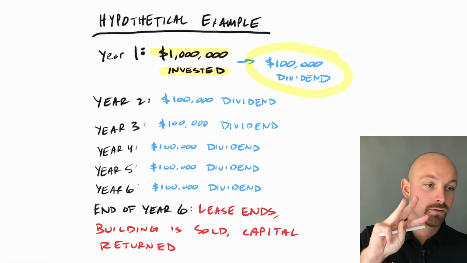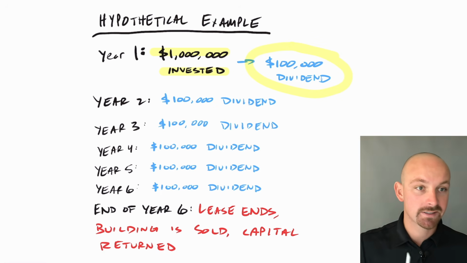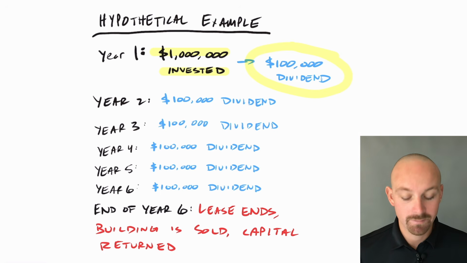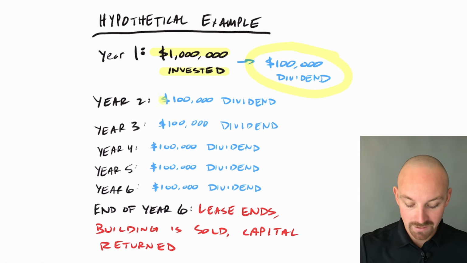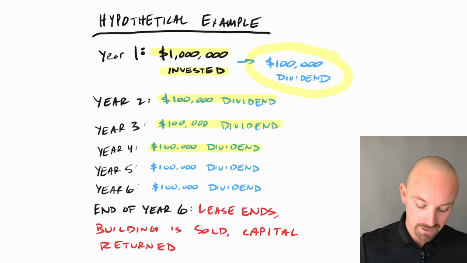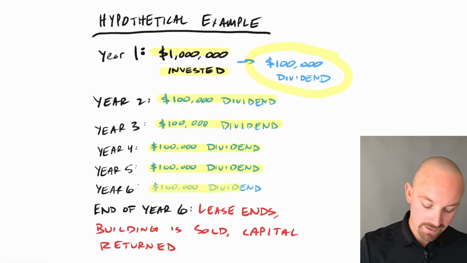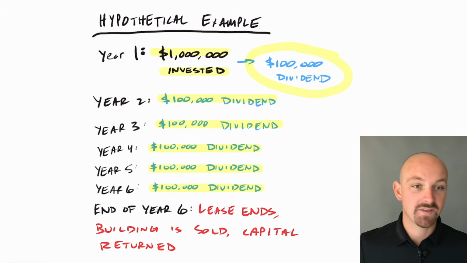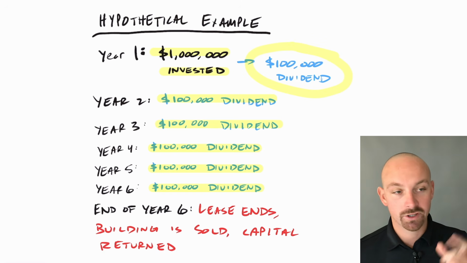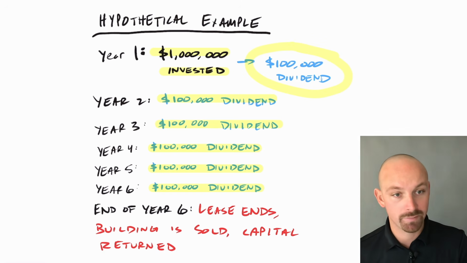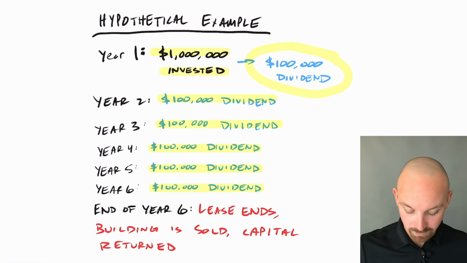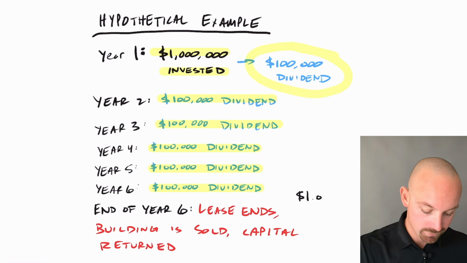Now, years 2, 3, 4, 5, and 6, the dividend that's paid out, there will be no taxes due on that dividend because it's offset by a loss. So this is offset by a loss, this is offset by a loss, this is offset by a loss, and that's offset by a loss. And then at the end of year 6, when the lease ends, there's a contractual agreement that they're going to sell the building back. So the building is sold and the capital is returned. So 100% of your $1 million is returned back.